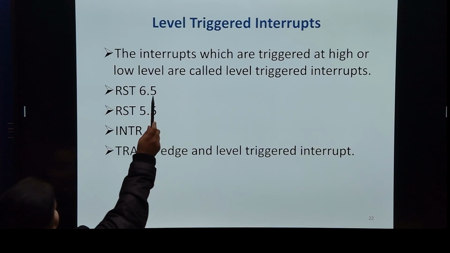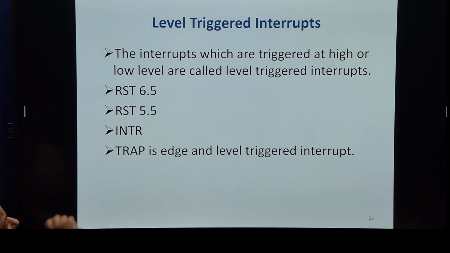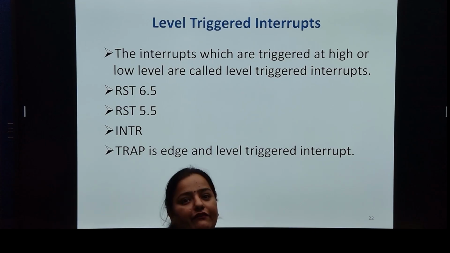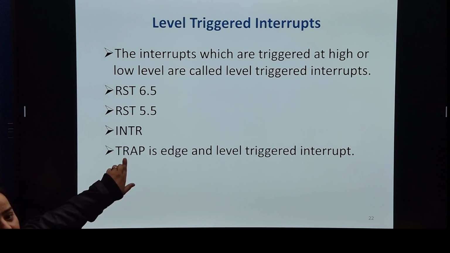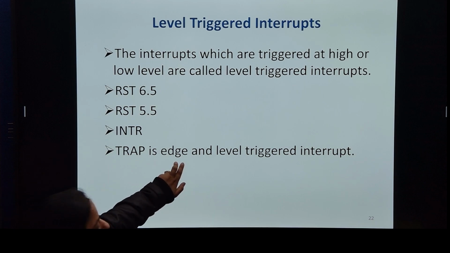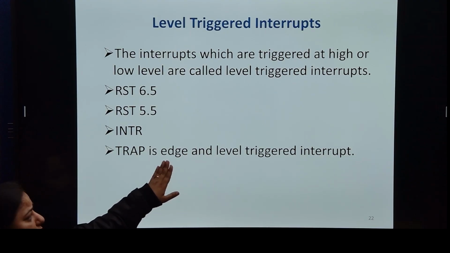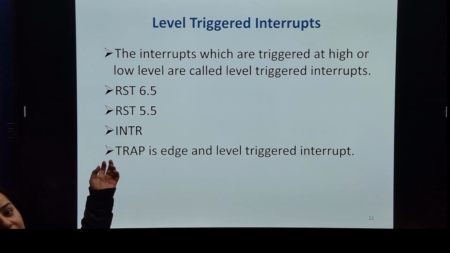Similarly, RST 6.5, RST 5.5, and INTR, these three interrupts are level triggered. Level triggered means either you have to provide a 0 value or a 1 value for activating, for enabling. Your trap interrupt, that is your first interrupt, is both edge triggered as well as level triggered. That means we can provide either edge triggering or level triggering for enabling the trap interrupt.